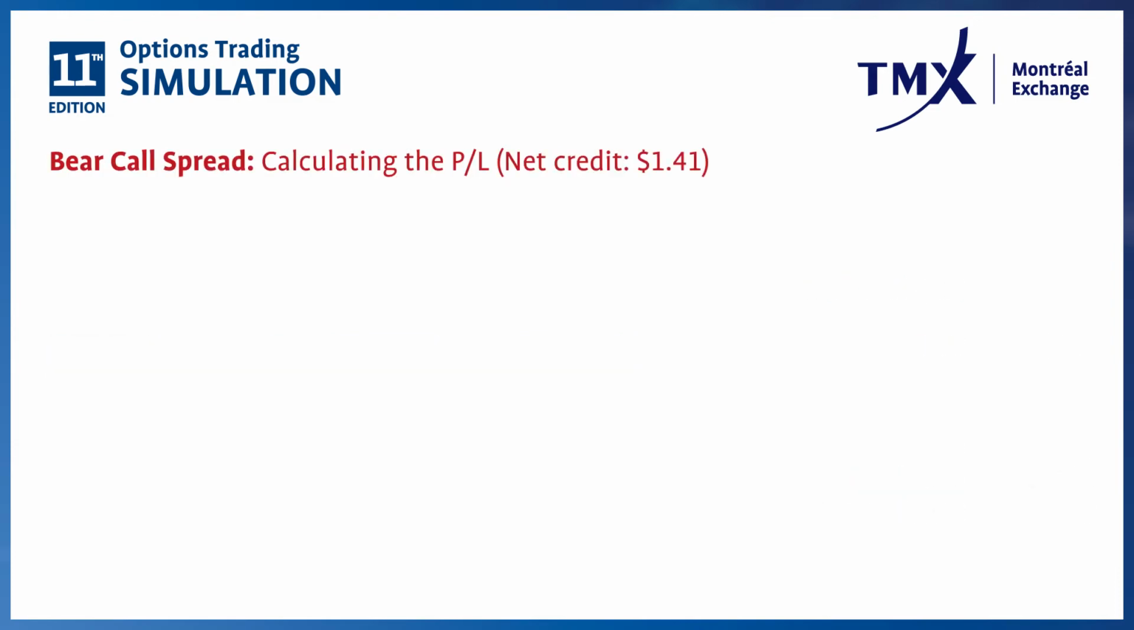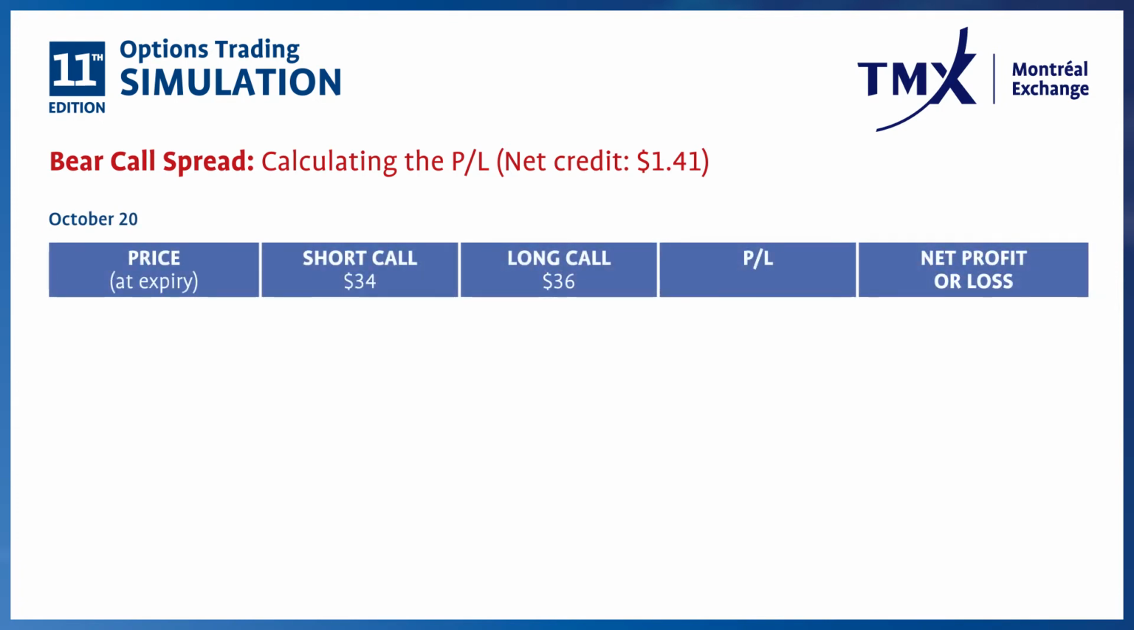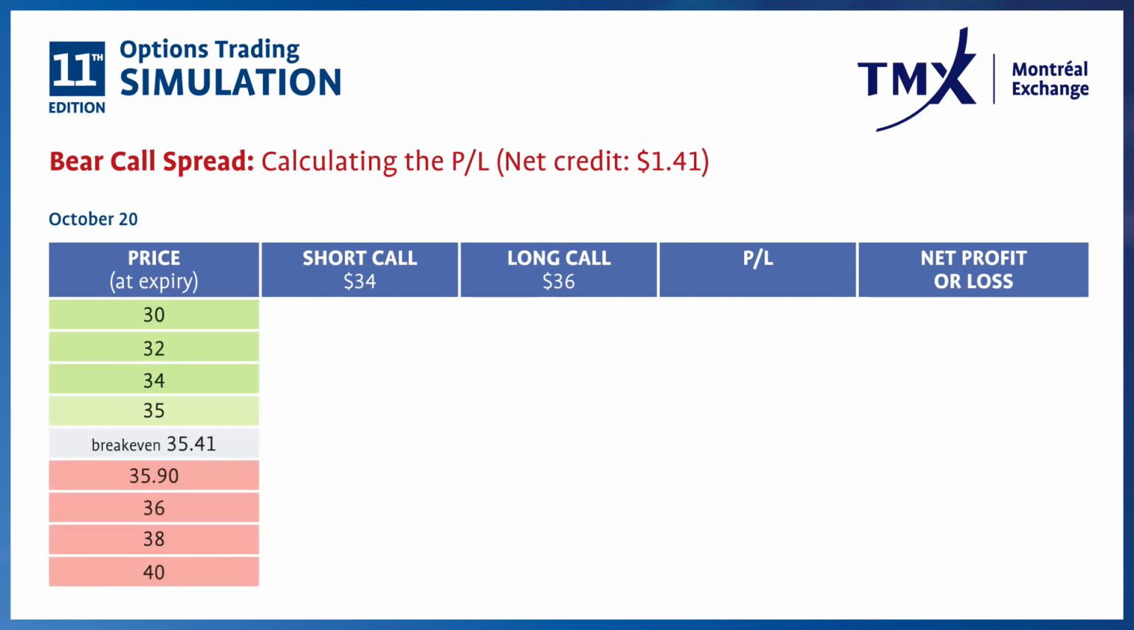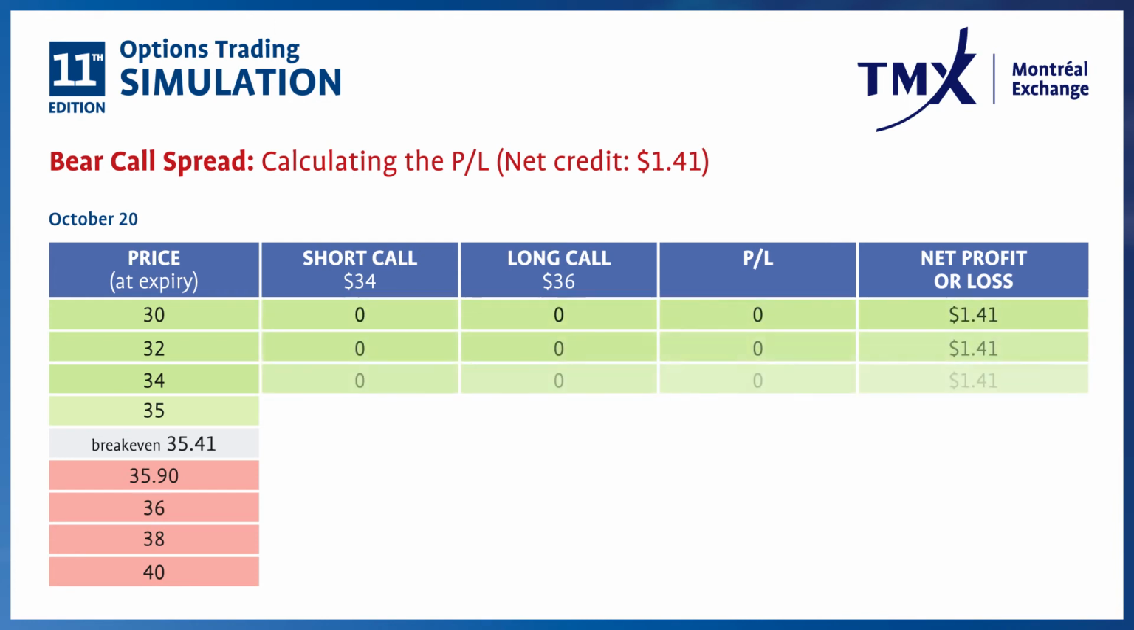To calculate the profit and loss of this strategy is straightforward. All you need to do is price each option separately and then calculate the net profit and loss at the end. In the first column, we have the simulated stock prices at expiry. If the stock price is below $34, then all the call options are out of the money. It doesn't matter if the call is long or short. The trader's profit is the net credit of $141 that he had received.